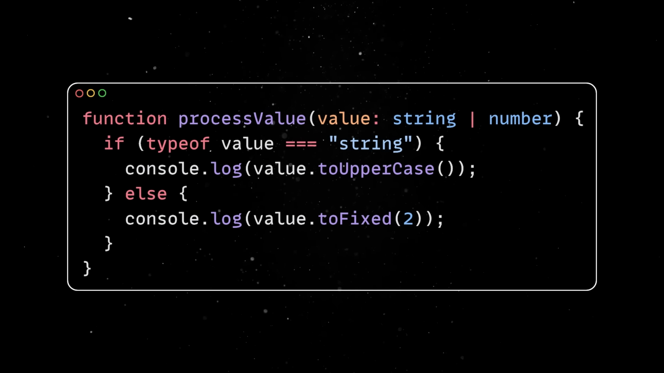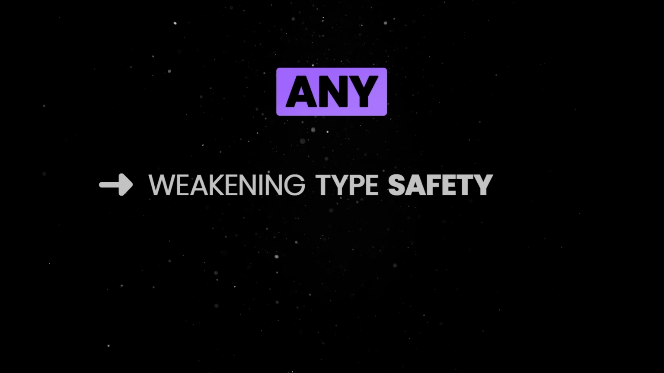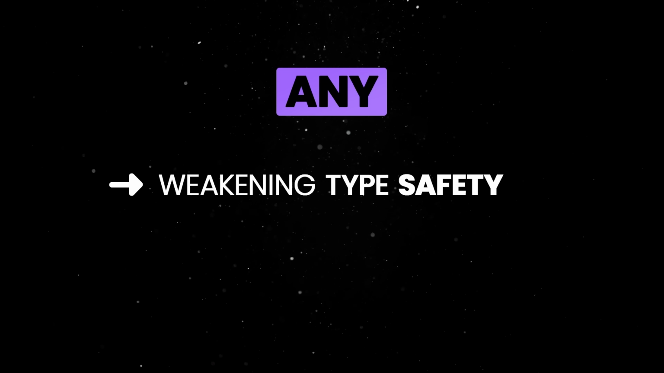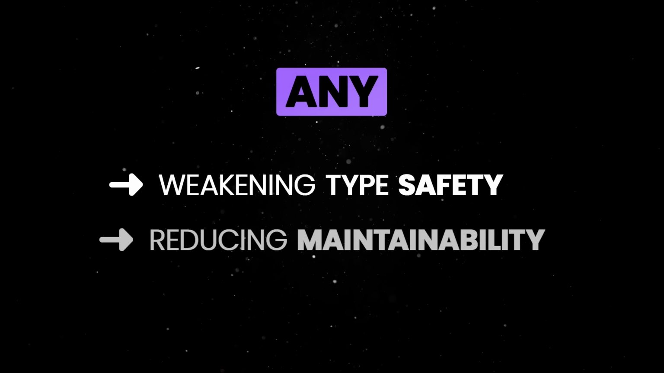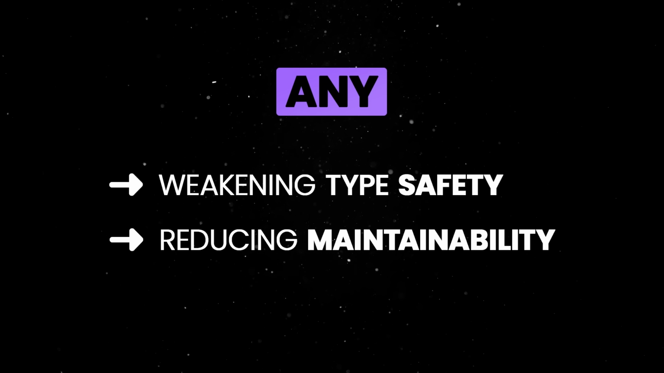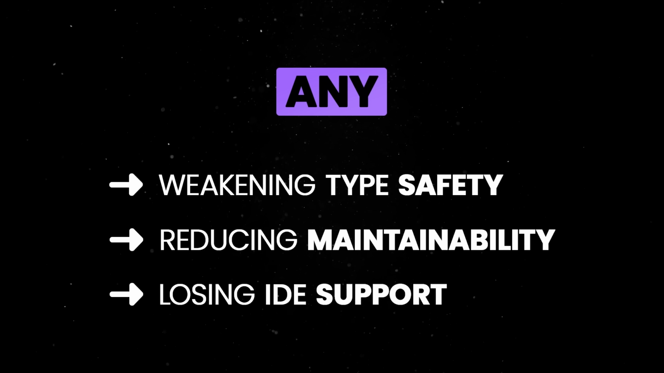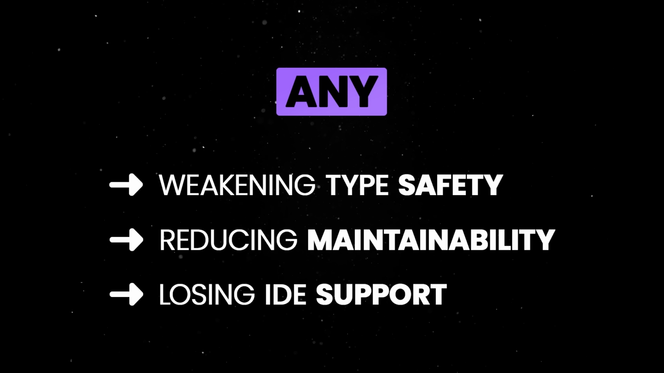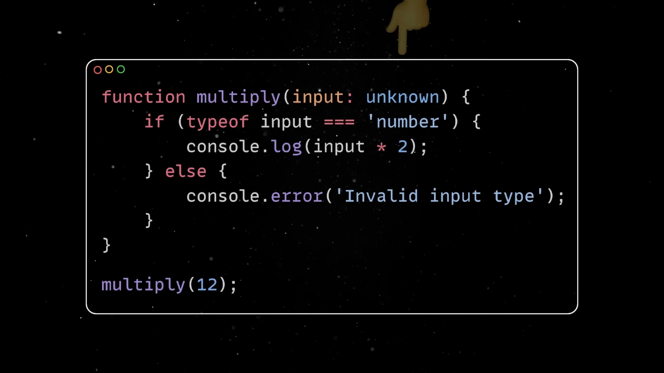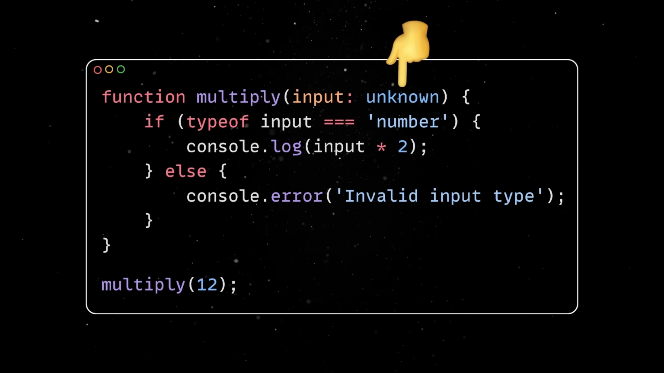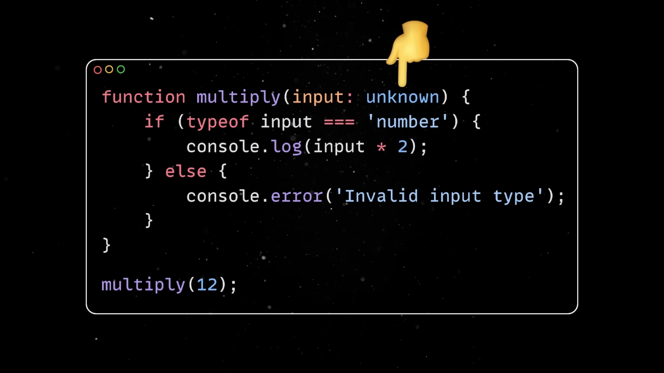So remember that whenever you are using any, you are weakening the type safety of your program and experiencing unexpected runtime errors, reducing the maintainability of your codebase due to unclear type information, and losing the auto-completion and refactoring support provided by your IDE. If you are truly unsure of a variable's type, you could use the unknown type instead of any, or leave out the type reference to allow TypeScript to infer it.